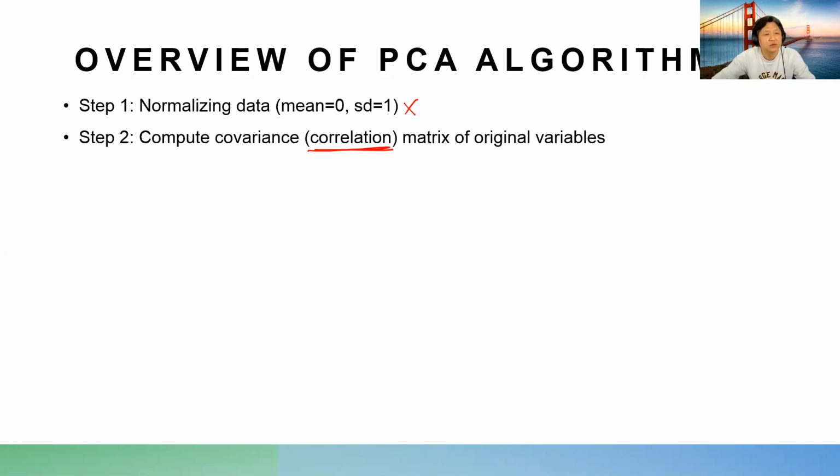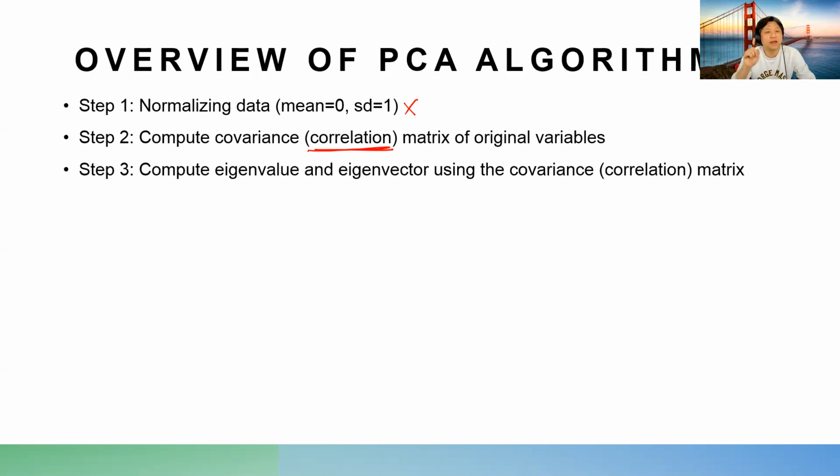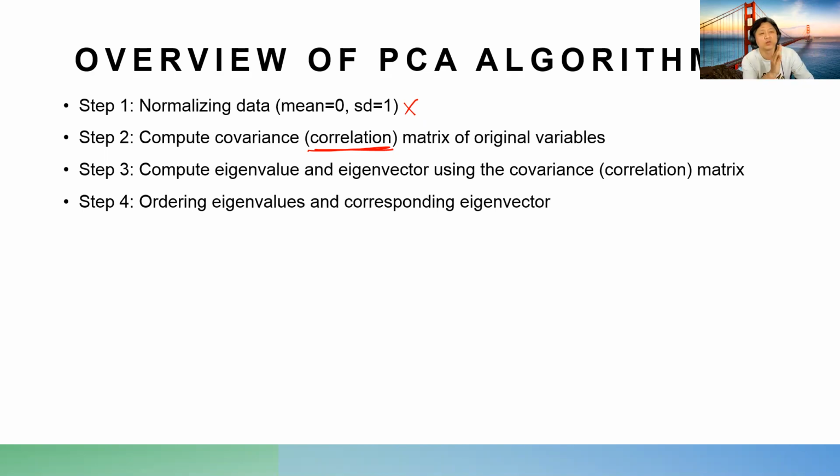So step one and step two. Step three, then compute eigenvalue and eigenvector using the covariance matrix or correlation matrix. So we talked about the eigenvalue and eigenvector, right, in the matrix. So you need to compute, the computer will compute the eigenvalue and eigenvector using the covariance matrix or correlation matrix. And step four, ordering eigenvalues and corresponding eigenvectors.